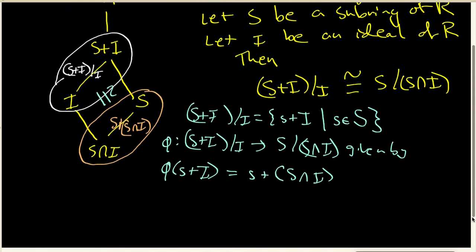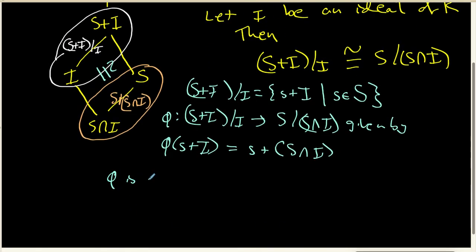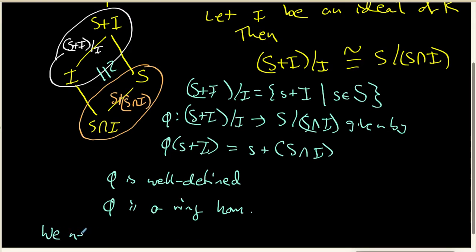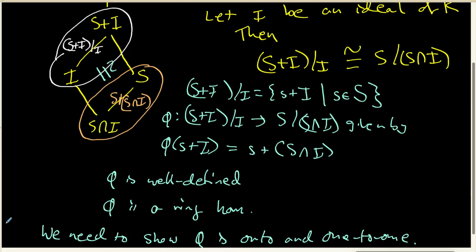And we have previously shown that phi is well defined, which is an issue because cosets always have multiple names, and we have also shown that phi is a ring homomorphism. So all that we need in order to complete the proof is we still need to show that phi is onto and one-to-one.